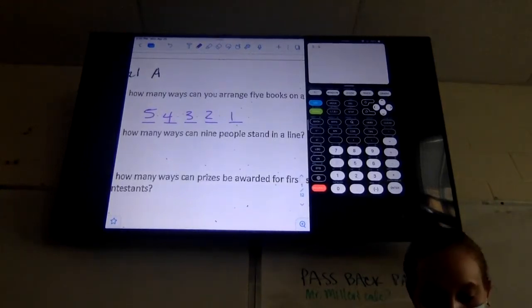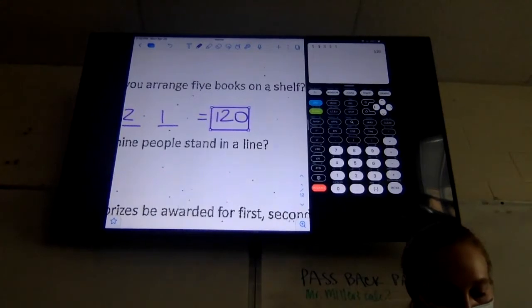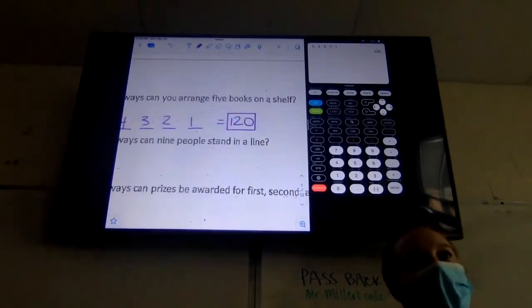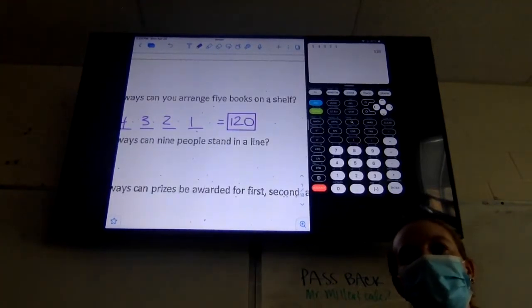And we could do that in the calculator. And that would give me 120. There's a shortcut on how to write this. Does anyone know what that shortcut is? Not a permutation. You're close.